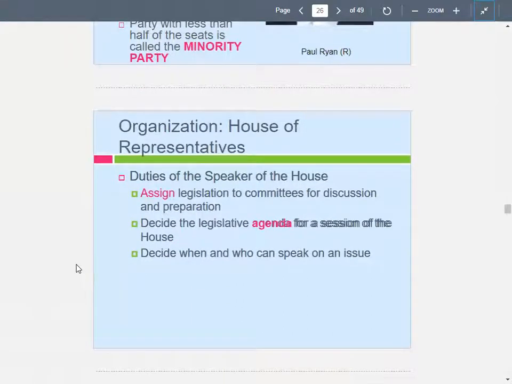The duties of the Speaker of the House are to assign legislation to committees for discussion and preparation, decide the legislative agenda for a session of the House, and decide when and who can speak on an issue.